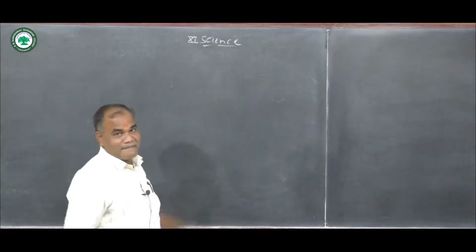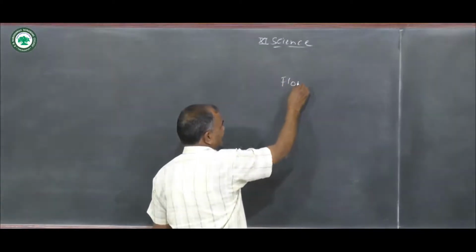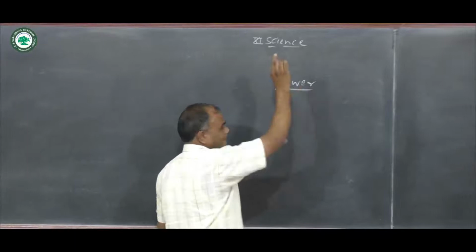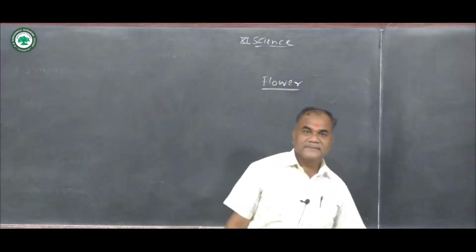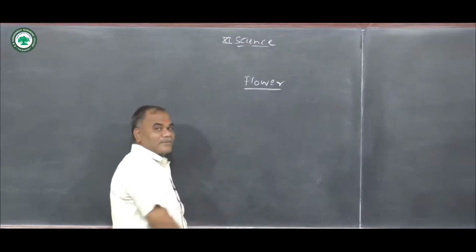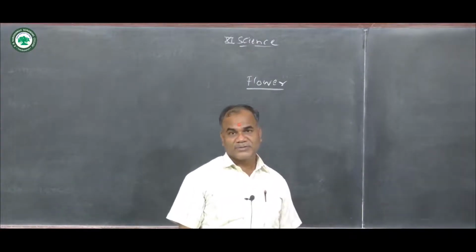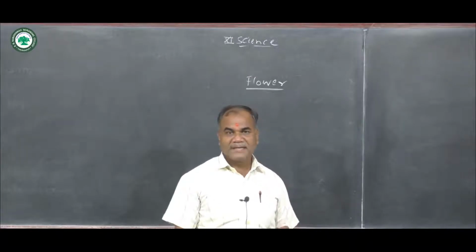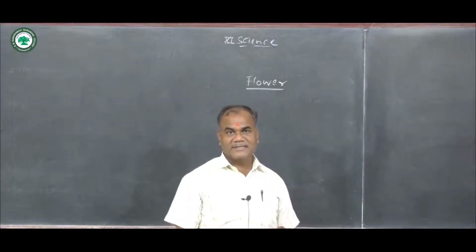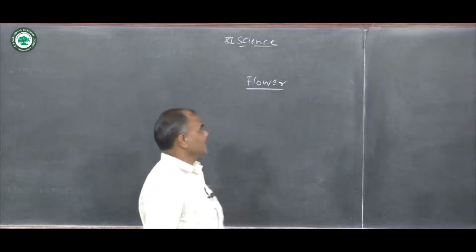Today we see the point for 11 science flower. What is meant by flower? If we see the definition of flower, flower is a highly modified and condensed shoot, especially developed for sexual reproduction.